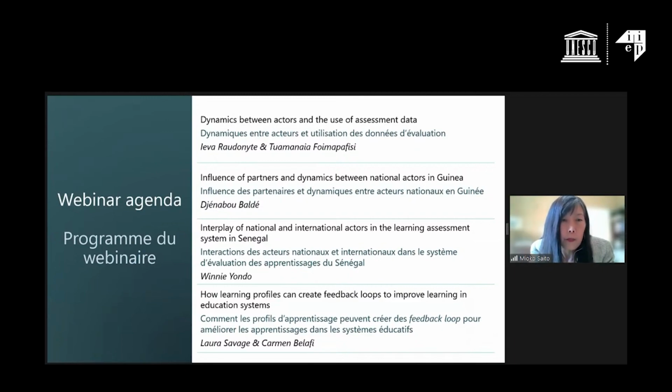Now, here are the speakers that you can see on the screen for today's session. As usual, we will be starting with the presentation of the main IIP study findings from a comparative perspective. Then we will have two presentations highlighting the country experiences, 2 countries on international and national actors, interactions at different levels and how they affect the use of learning data. Today, the 2 countries featured are Guinea and Senegal. And at the end, we will have a presentation by the Foreign Commonwealth and Development Office.